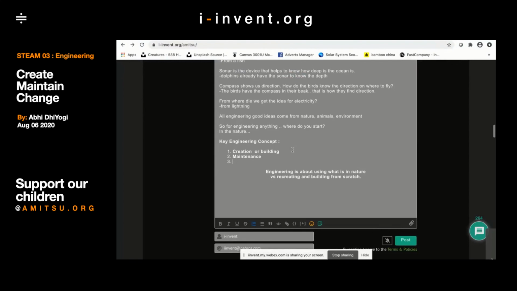Okay, so if you're going to build a computer first, let us say, that is step number one. You're going to build a computer or create it.